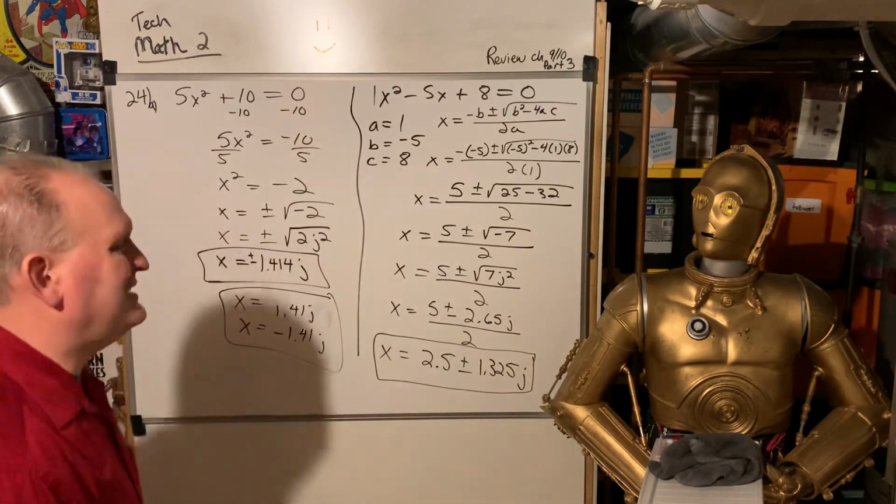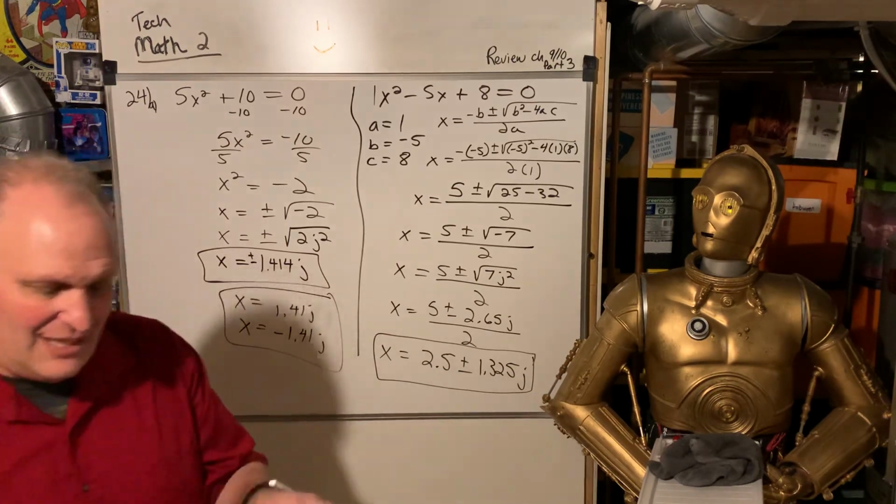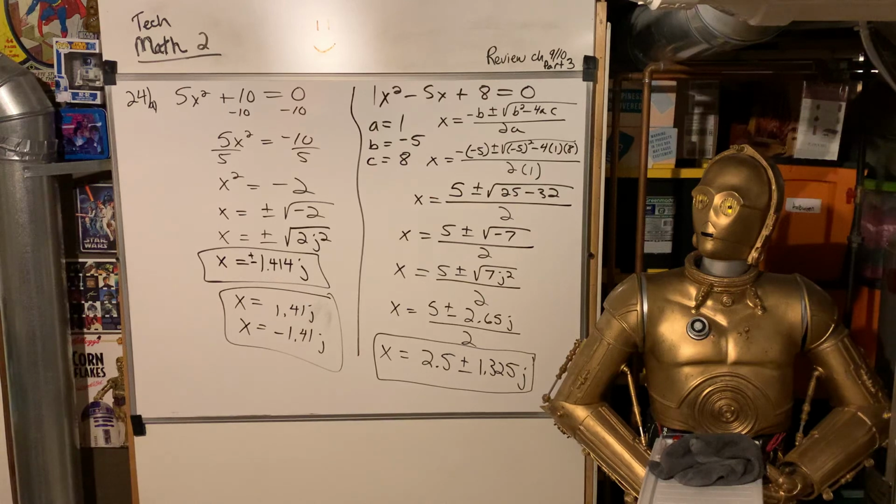So a little tedious, but I think number 23 takes the cake as the hardest problem on the whole review. All right. And that is what the test is gonna look like.